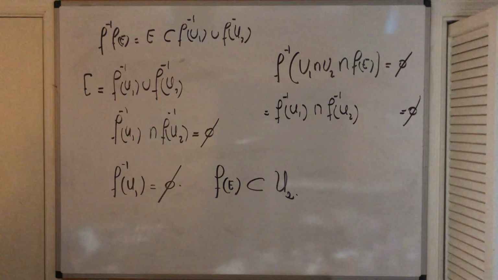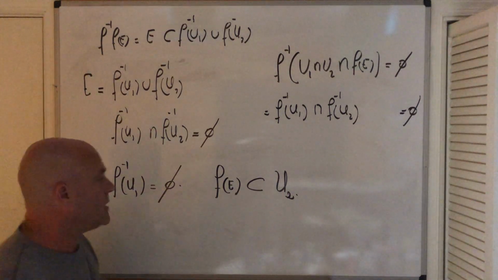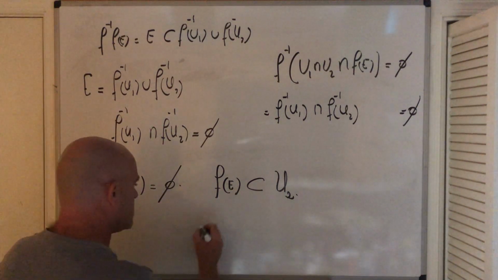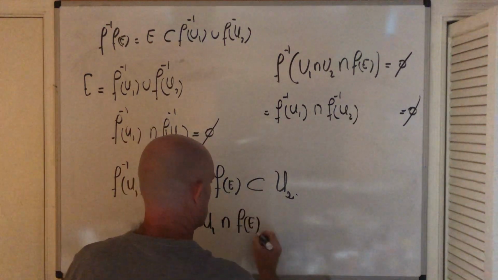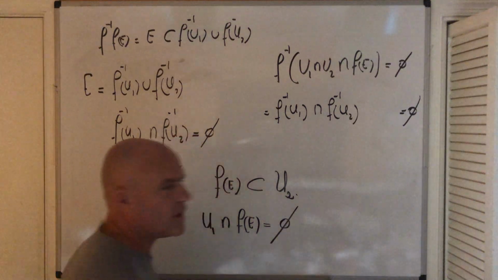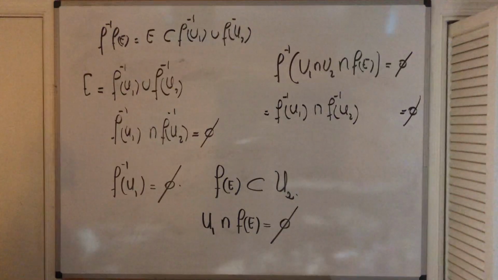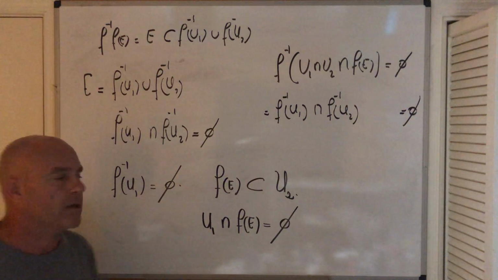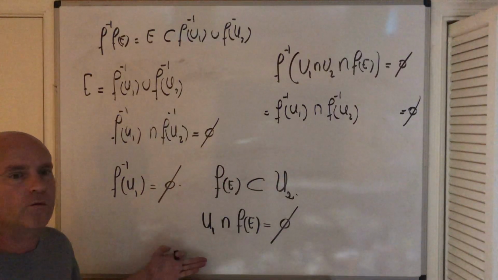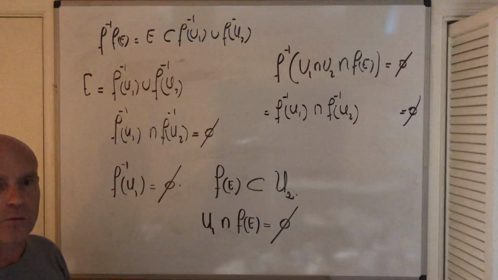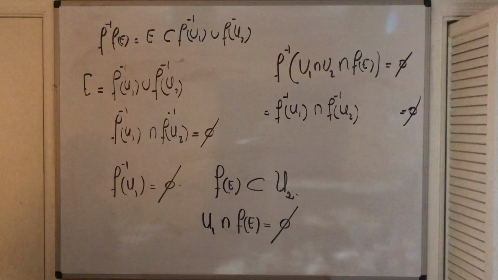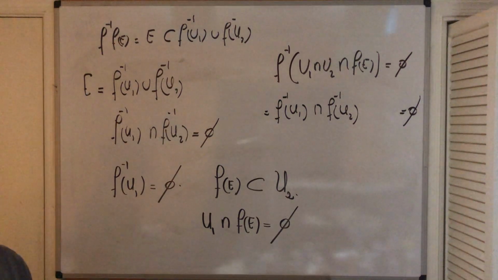And that means that U1 intersected with f of E was equal to the empty set. And this ends the proof that f of E must be connected, because one of those open sets has no trace in the set. That was the definition of a connected set.